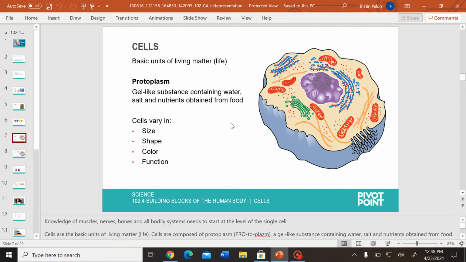Now, you probably all remember this type of diagram that may have been shown early on in biology when you talked about the basics of cells, the basic units of living matter or life. Now, cells are going to be composed of protoplasm. This is a gel-like substance containing water, salts, and also nutrients obtained from food. They all vary in size, shape, color, and also function.